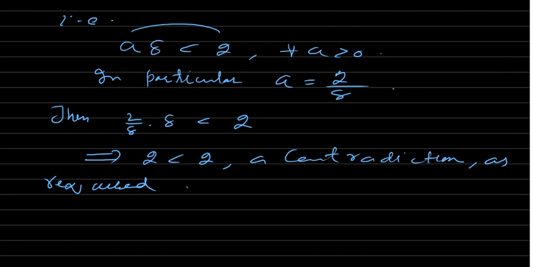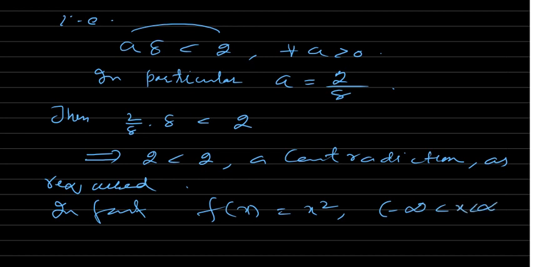So in fact this function is continuous. In fact this f of x equal to x square, where minus infinity less than x less than infinity, is continuous. Yes, any problem? So this function is a continuous function, but we don't have a delta which works for each point. Okay, so that delta depends on both the point as well as the epsilon positive, both the things.